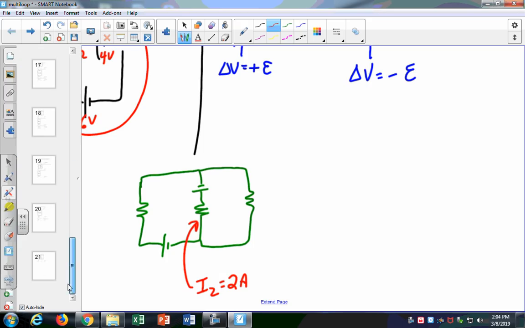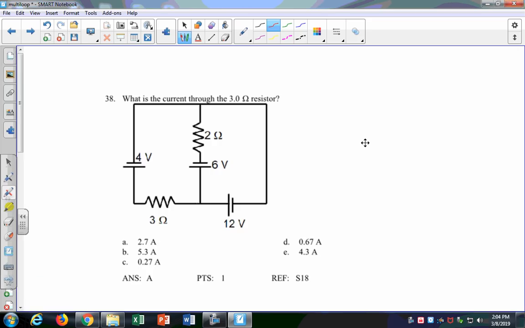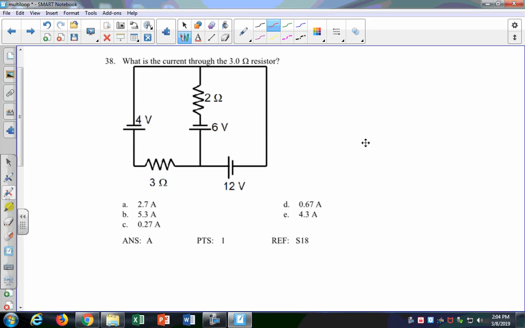I'm not sure if y'all printed it, but these are all of the multi-loop circuits that I've given, and you can tell where they're from because most of them have the year that I gave it. So for example, this one was from spring 18. Now this one I want to know what is the current through the 3 ohm resistor. So what is the current right here equal to?